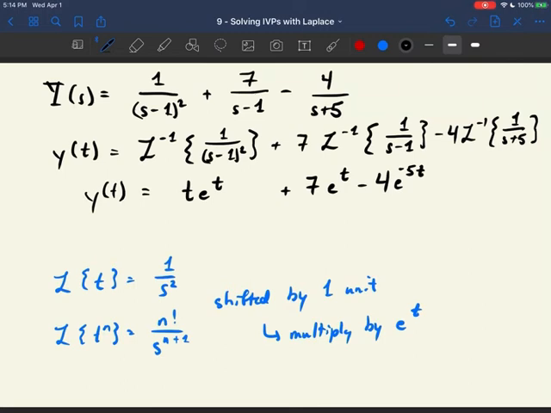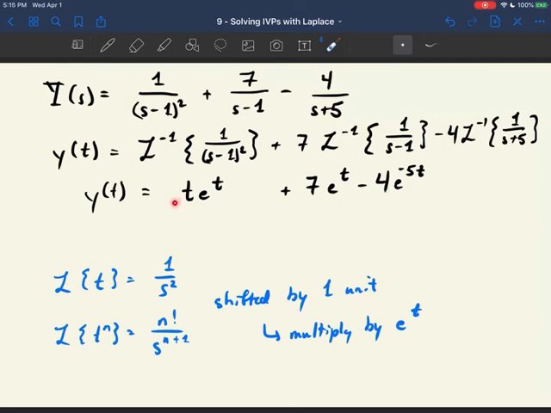We get that y of t equals t e to the t plus 7e to the t minus 4e to the minus 5t. And what you'll notice here is that this looks exactly like you would expect it to. There's our complementary solution, c1e to the t plus c2e to the minus 5t, because those are the two eigenvalues. Because the non-homogeneous part was e to the t, we would know that we have to have something of the form t times e to the t.